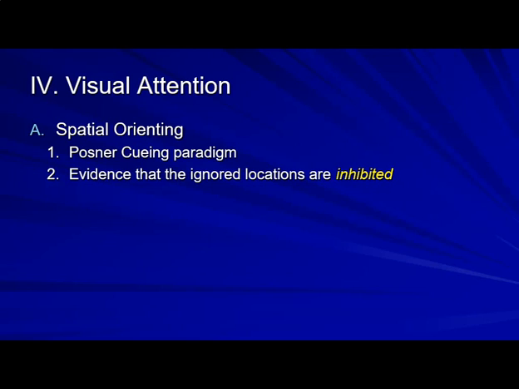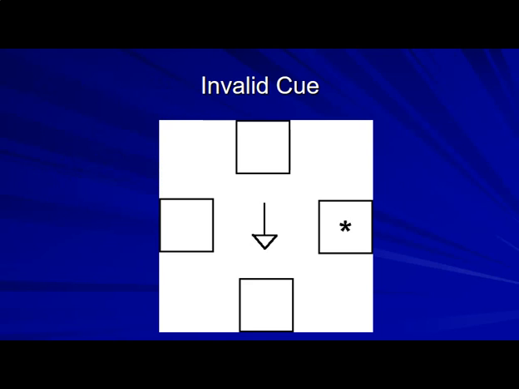The basic idea behind the Posner cueing paradigm is there are, sorry, four different locations, at least in the version that I've done, where a target might appear. You get a cue indicating in which direction the target might appear, and see how long it takes people to find the target. So this would be what we call an invalid cued trial. There's normally a fixation point here at the center. People look there, then they get this cue, and then their only task in this trial is to press a button when this asterisk appears in one of these four locations.